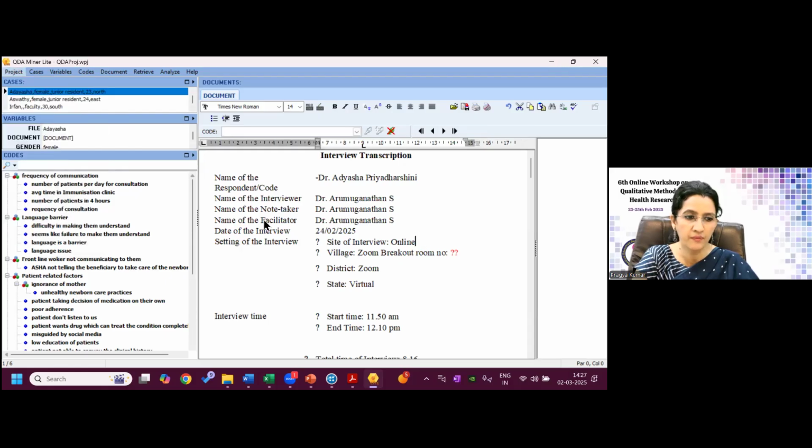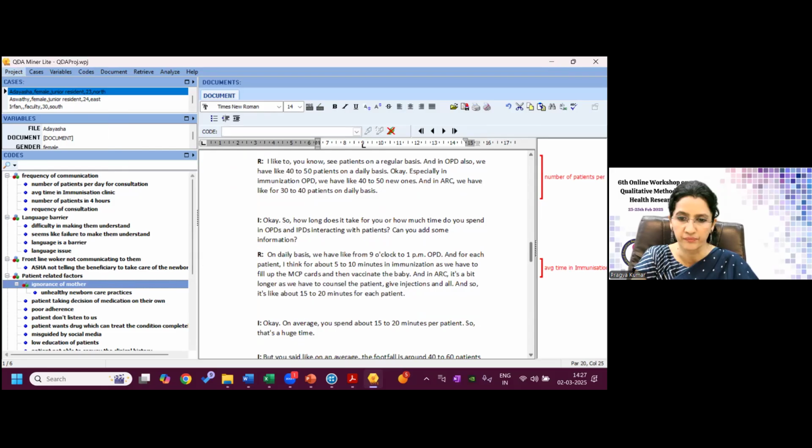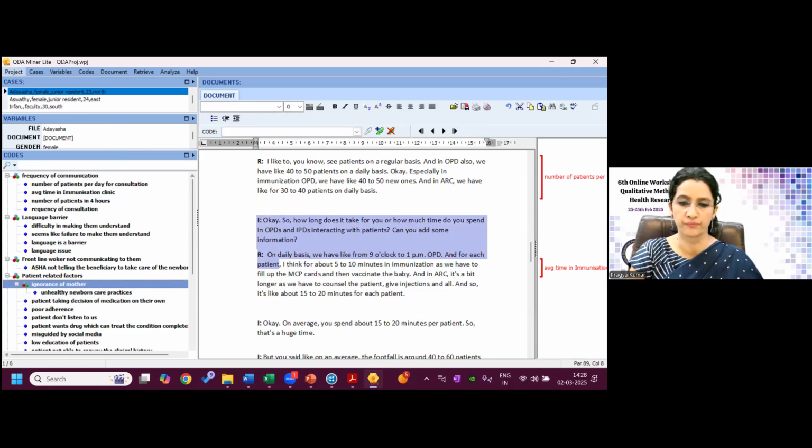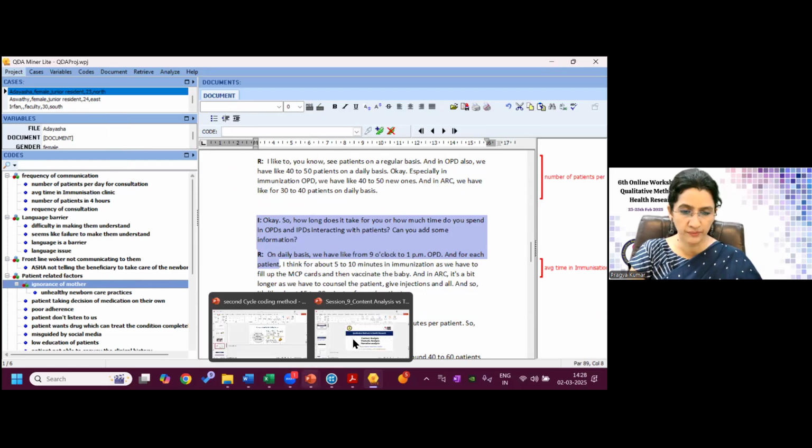And then we have discussed that in codes also we write our reflection. If you right click on that particular code and click on comment, it will be attached to that code. So these are the two places in this QDA tool where you can write an analytical memo and your own reflection.